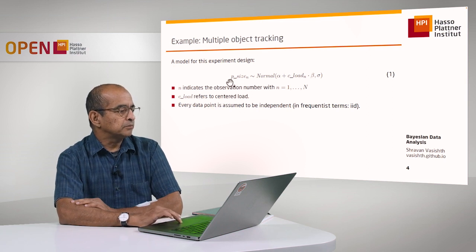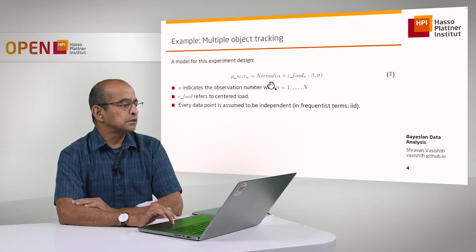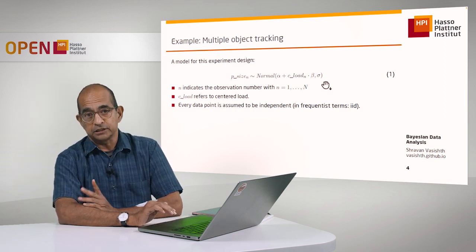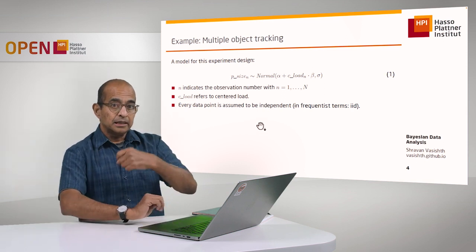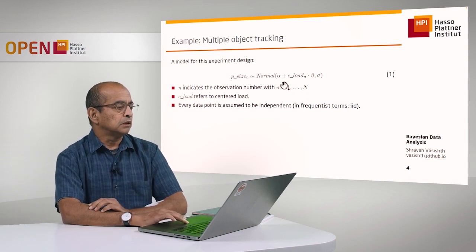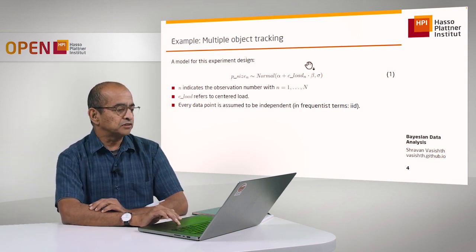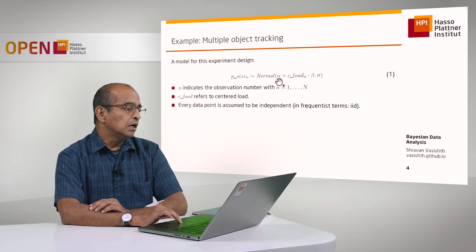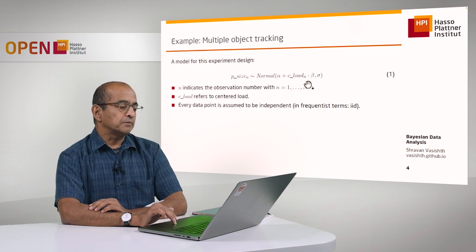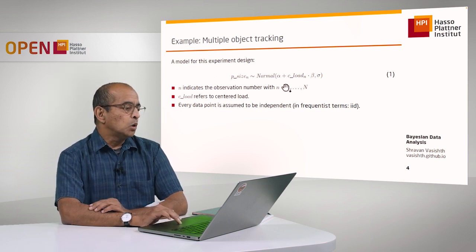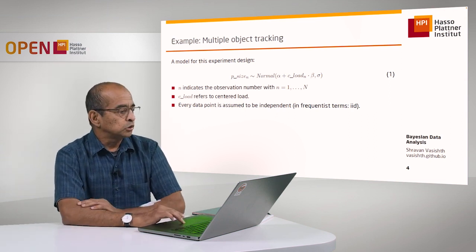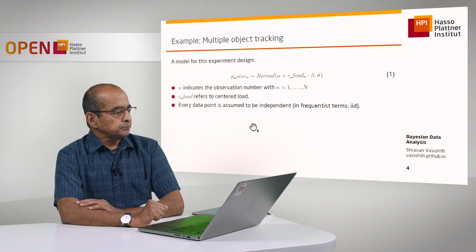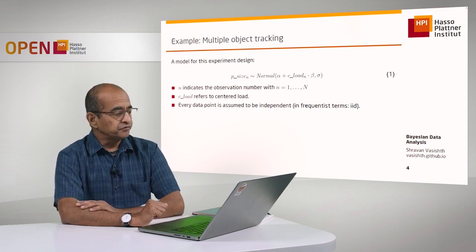Capital N is the total number of data points in that data frame, right? So the model that we are going to think about is pupil size is coming from a normal distribution with some mean and some standard deviation. So this you have seen before, of course, but what's new is that we are going to have a predictor in the mean component of the normal distribution specification here. So instead of just having a mu here, as you have seen before, we have an intercept as well as something that we call a slope, the beta parameter, which is going to be determined by the load that the experiment forces the participant to experience, right?